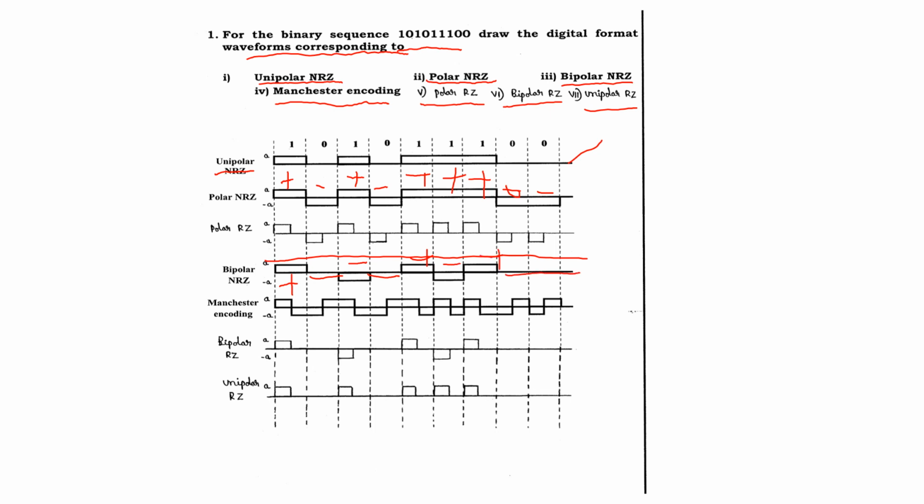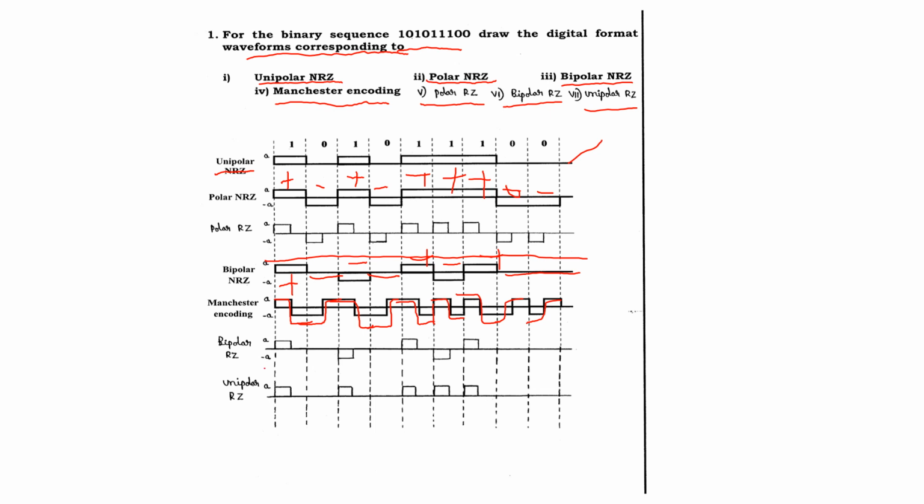So next is the Manchester coding. Here 1 is represented with plus A to minus A, and 0 is represented with minus A to plus A. So 1 is plus A to minus A, again 0 is minus A to plus A, again 1 is plus A to minus A, again 1 is plus A to minus A, plus A to minus A, minus A to plus A, minus A to plus A. This is the line coding in the case of Manchester encoding.